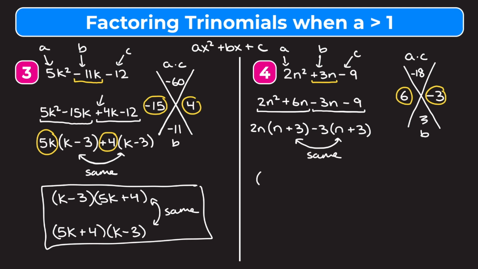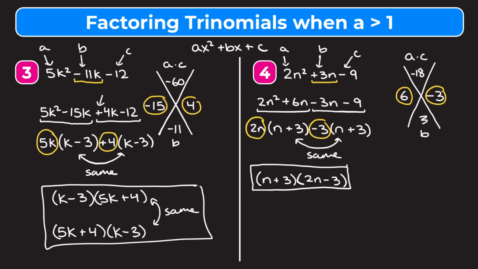So now we set up our parentheses. One of them is this n plus 3. And the other one is made up by these two terms on the outside. So 2n minus 3. And remember, you can switch the order. So we get the quantity of n plus 3 times the quantity of 2n minus 3 as our answer. Let's go through two more just to make sure it's really clicked.